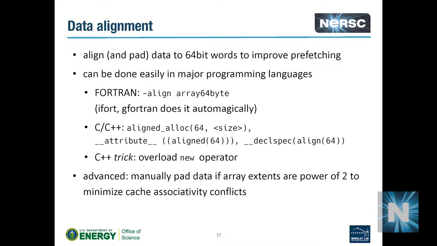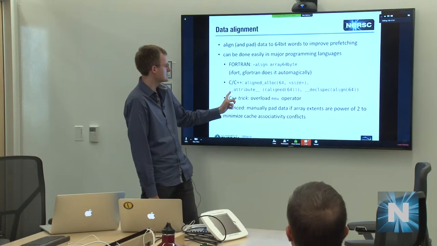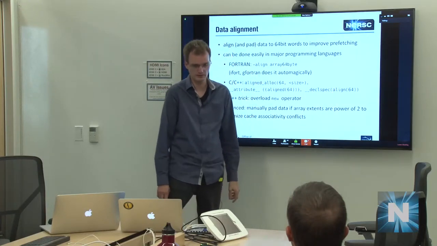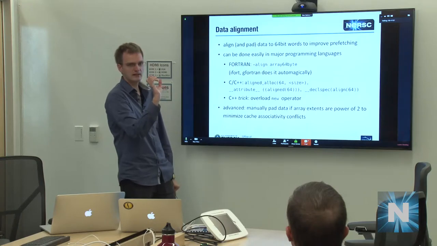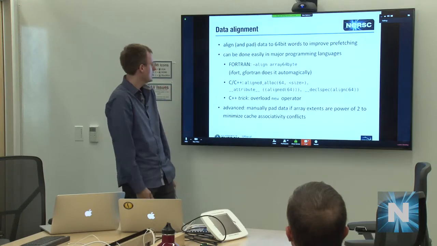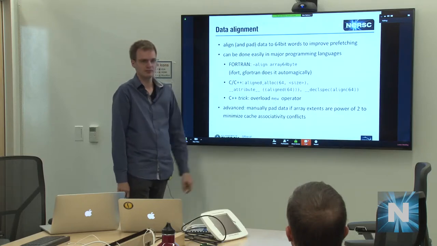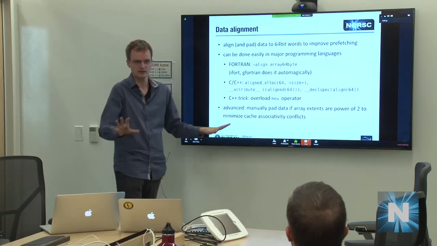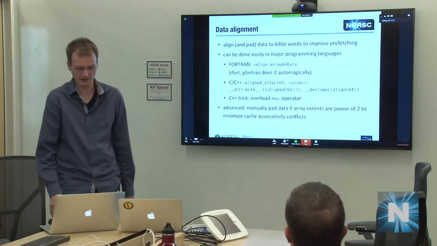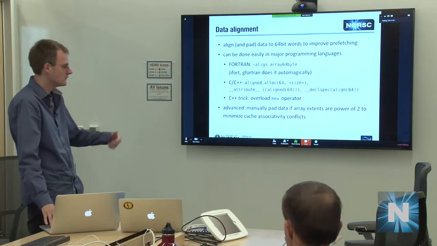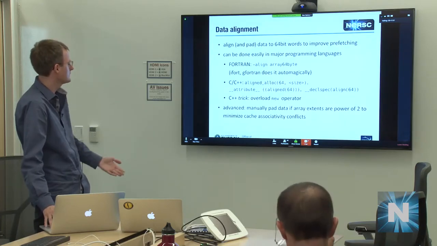In C and C++, it's not so easy, unfortunately. What you have there is aligned alloc, or, I think this is GNU, attribute aligned, and then for Intel you have declspec align 64. This goes directly to either the malloc statements or the new. And then in C++, you can play the trick of overloading the new operator with these aligned allocs and you're done, right? But in C you don't have this option. You can write a function and use this, but you technically have to go through the code.